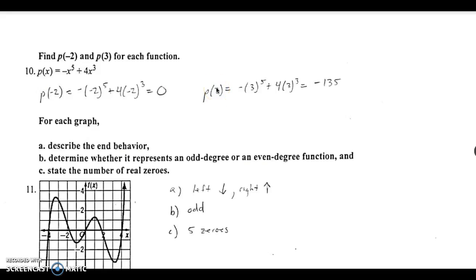But the other way to do this, which is technically the way that you're supposed to do it, is essentially that you do long division or synthetic division, whichever is your choice, and you use this as the number that goes in the box. So I didn't write that on here, but that's another way that you could have done problem 10.